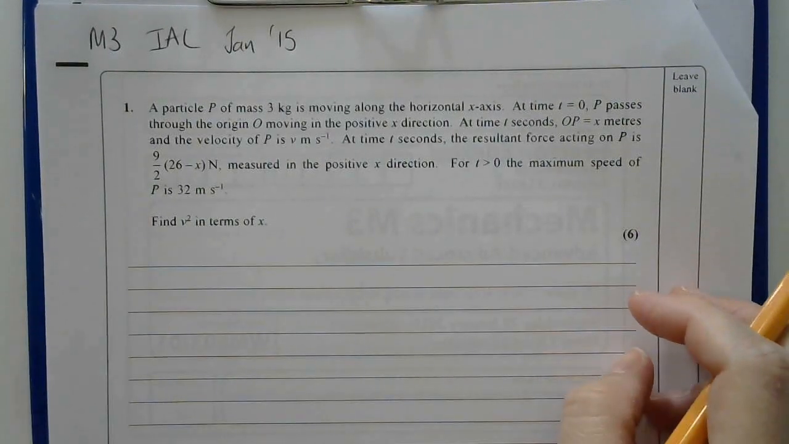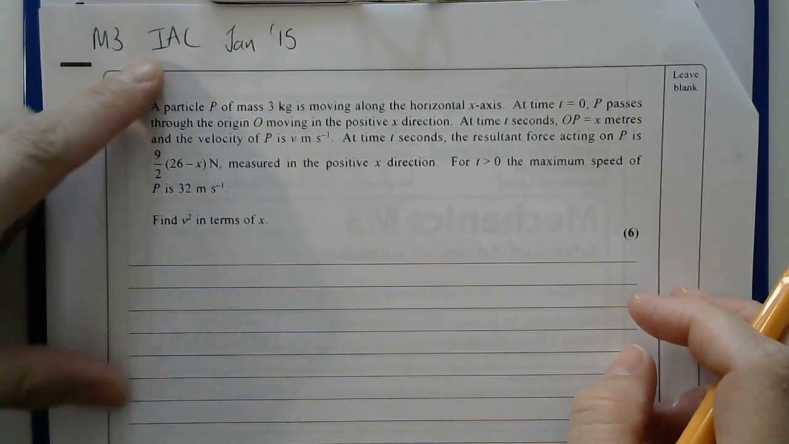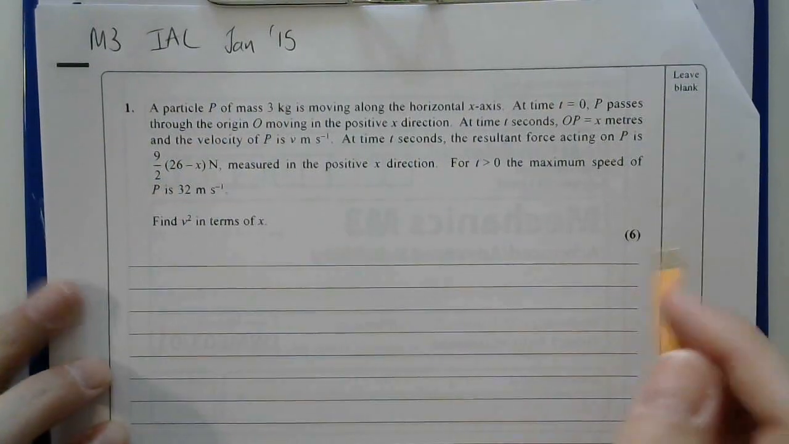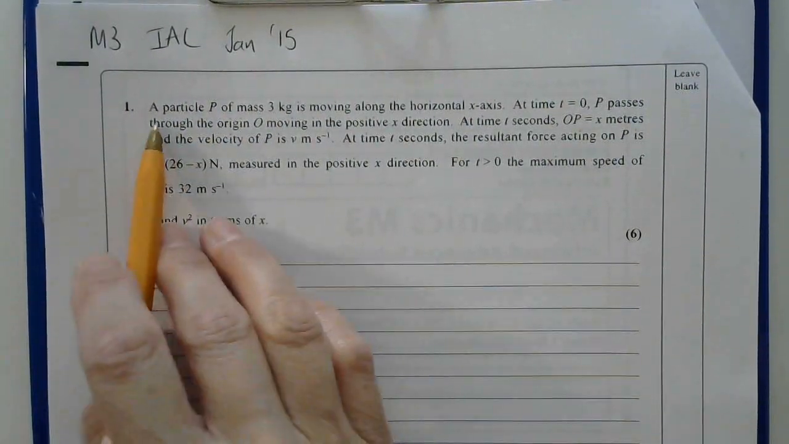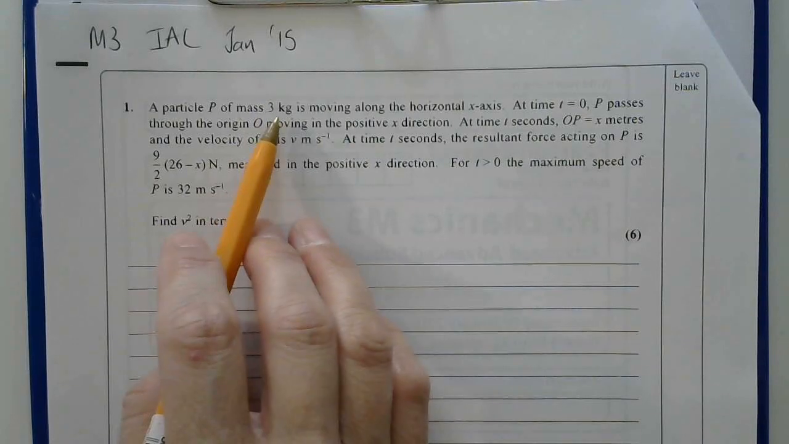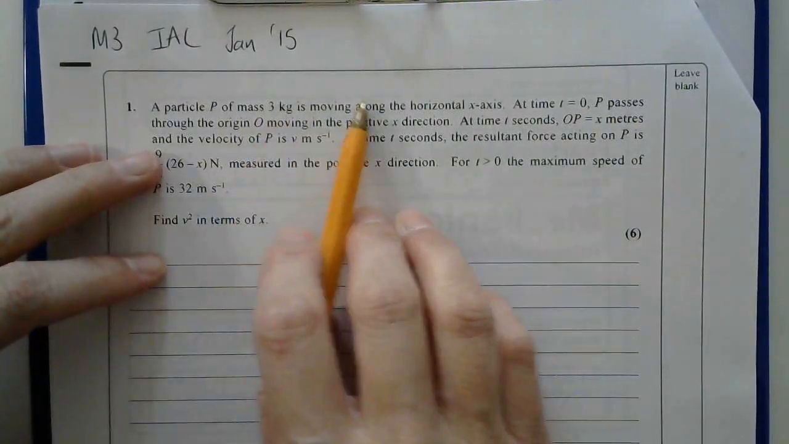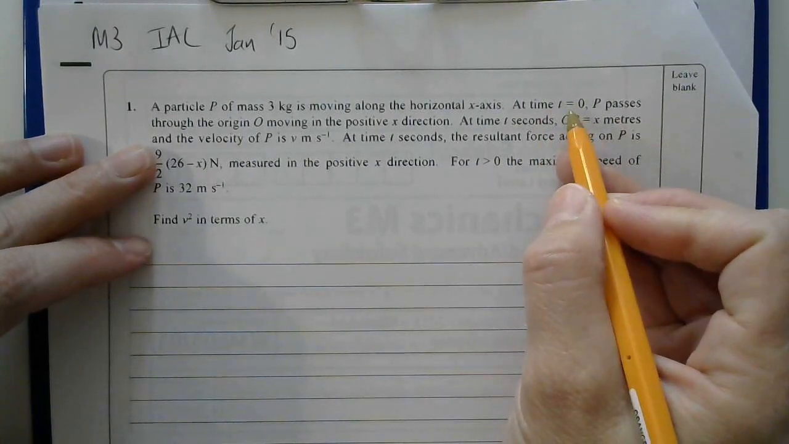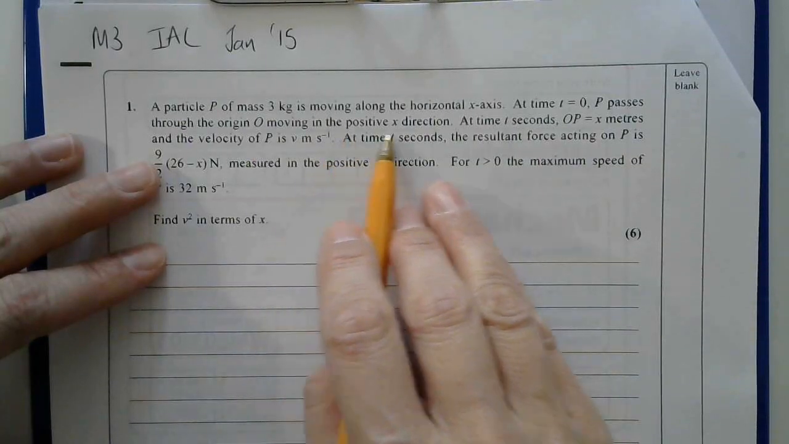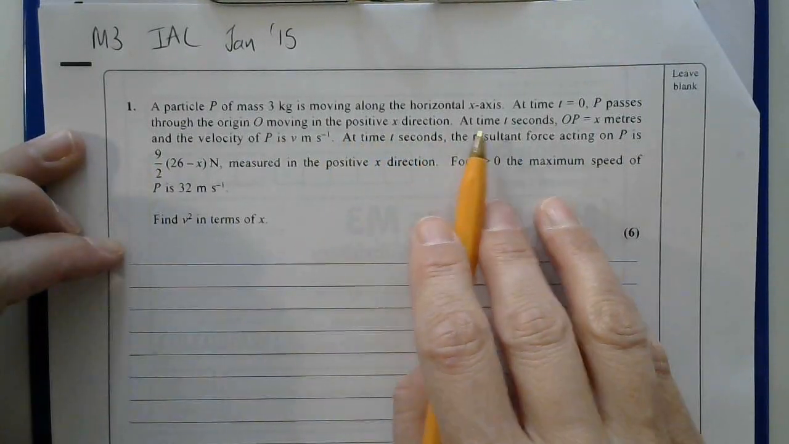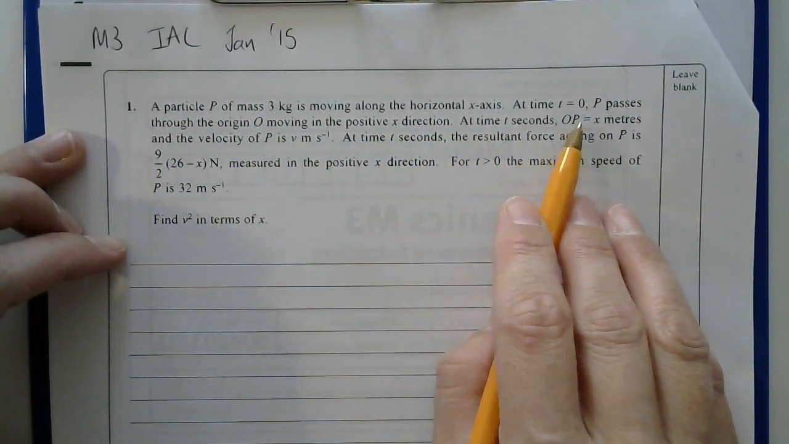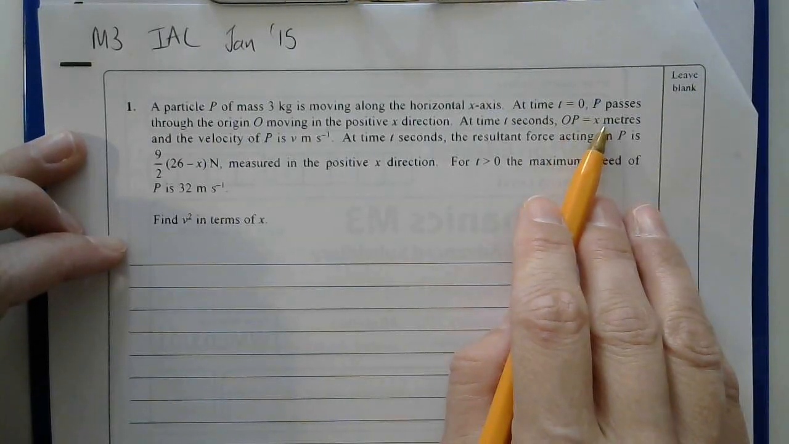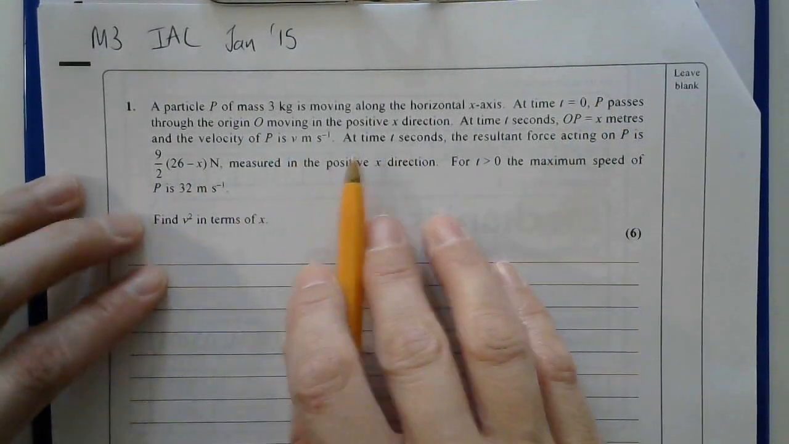Hello, so today I'm looking at M3 International A-Level, January 2015, Edexcel, and here we have a particle of mass 3 kilos, which is moving along the horizontal x-axis. In the beginning, at time 0, the particle passes through the origin, moving in the positive x direction. At a later time, t seconds, OP is x meters and the velocity is v.